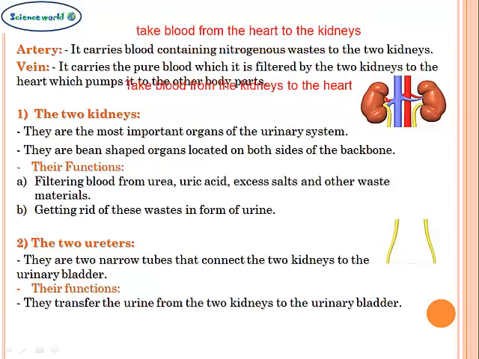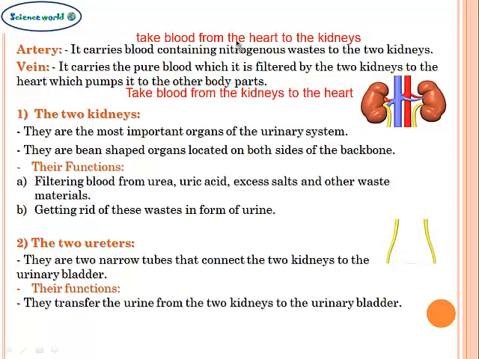Now we are going to start with the most important organs of the urinary system, which are the 2 kidneys. They are pin-shaped, located on both sides of the backbone. Their functions: filtering blood from urea, uric acid, excess salts, and other waste materials, and getting rid of these wastes in form of urine. The same as the functions of the urinary system.